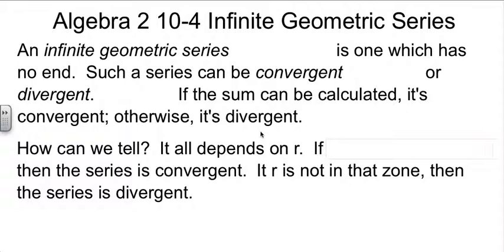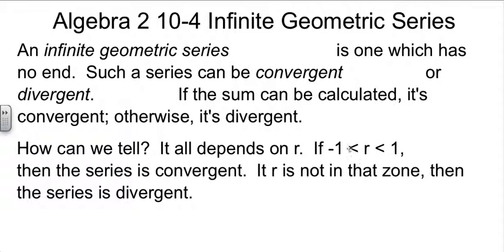Okay. The question is, how do you tell whether you've got a convergent or divergent series? It all depends on your value of r. If r is between -1 to 1, then the series is convergent. If r is outside the zone, between -1 to 1, if it's anywhere outside of that, then the series is divergent.